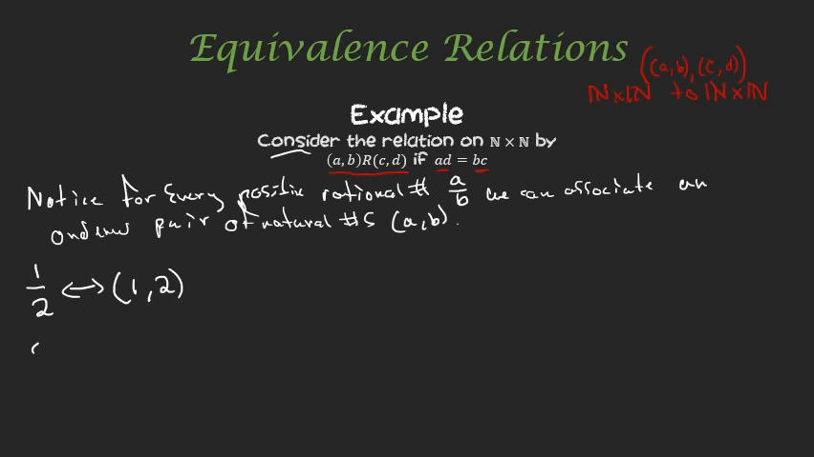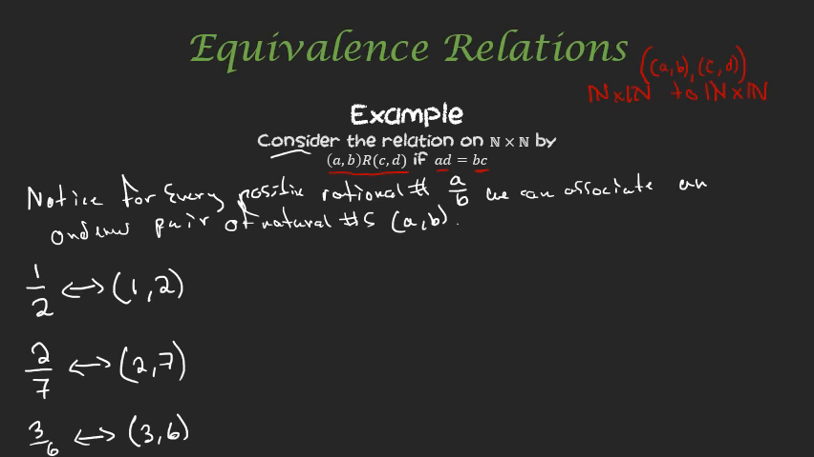Similarly, the fraction 2/7 would be associated with the ordered pair 2, 7. And vice versa. Any ordered pair of natural numbers I give you, you can make a fraction out of it, right? If I gave you, let's say, the ordered pair 3, 6, then you could produce a fraction based off of that. It would be 3 over 6. And so this is pretty neat. So we can think of fractions as ordered pairs of natural numbers.